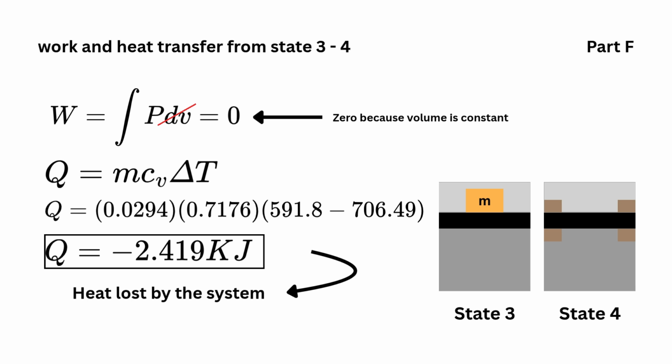To determine the work and heat transfer from state 3 to state 4, we first take our equation for work, which is integral P dV. And since our volume is constant, there is no dV, there is no change in volume. So the work is 0. You can also see this in the schematic, as no work is being done on the system or by the system, since the piston remains constant and is locked. Now for the heat transfer, we take our equation m Cv delta T, and we know the mass, we know CV, and we know delta T. We plug those in, and we get that our heat transfer equals negative 2.419 kilojoules. As this is negative, it means that heat is being lost by the system.